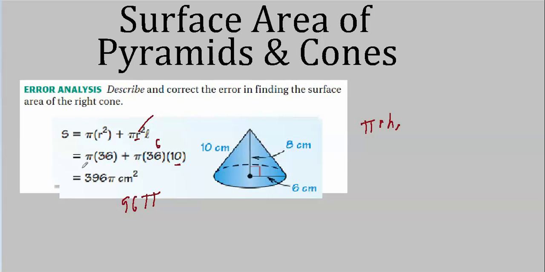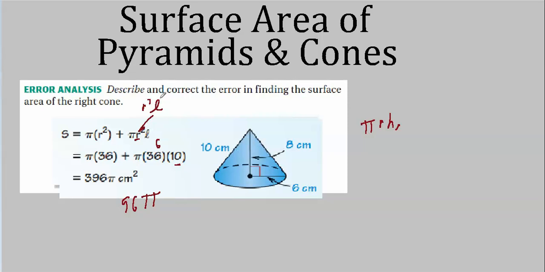So this kind of mistake would make a big error. Don't square this one. I don't know why he would do that, but one thing you might look at when you see something like r squared L, well, this is a length, r is a length, so you've got length squared times length. You end up with length cubed.